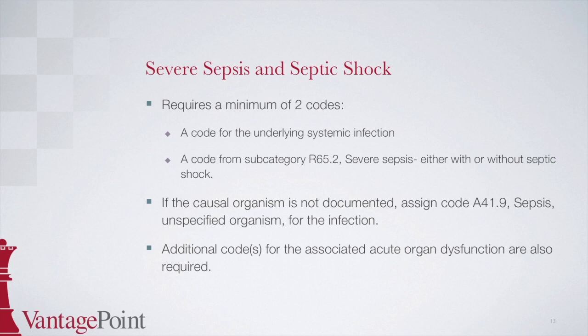If there is no documentation of the organism that caused the sepsis, A41.9 would be used in addition to the R65.2 code for unspecified sepsis. If the patient also has acute organ dysfunction, you would code for that as well.